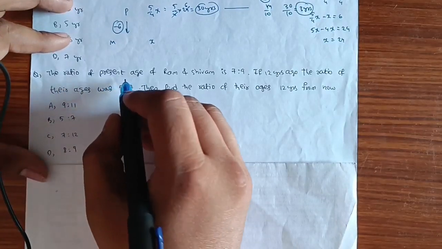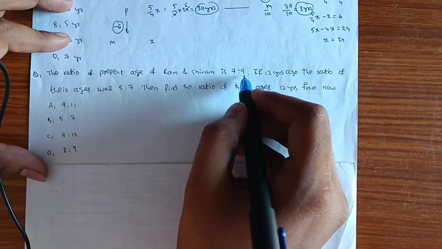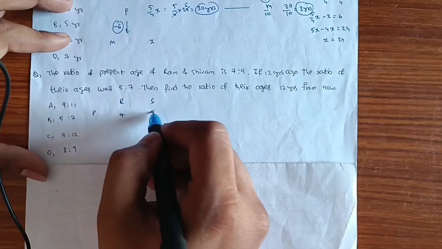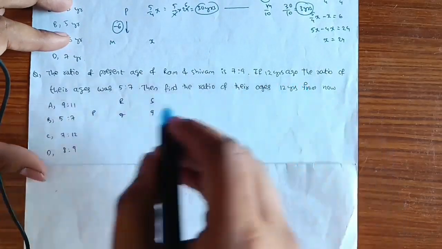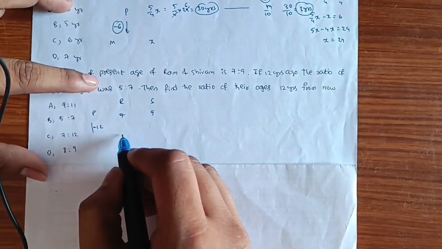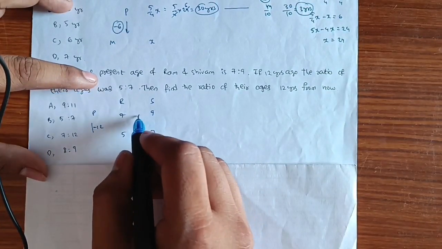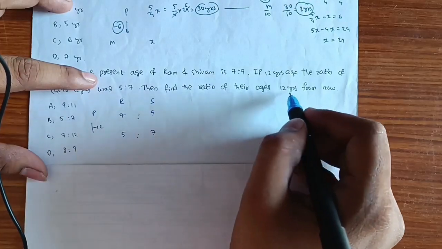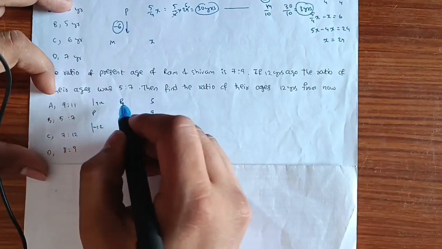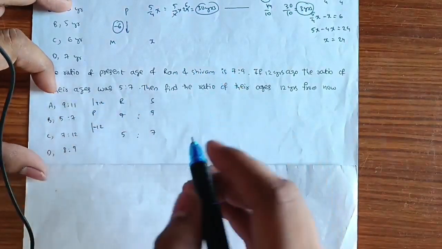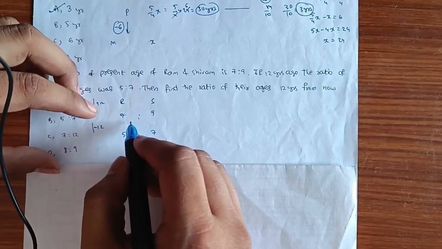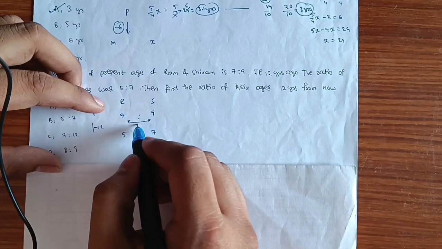The next question is: the ratio of the present ages of Ram and Shivam is 7:9. Twelve years ago, the ratio of their ages was 5:7. Then find the ratio of their ages 2 years from now. So we need to find the ratio of their ages after 2 years from now.